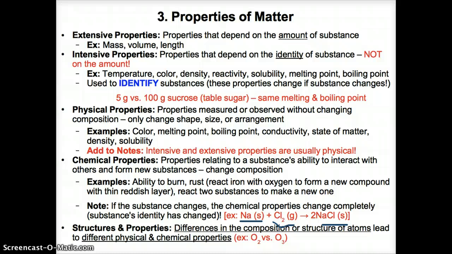Specifically, differences in the composition of atoms, either in number or in type of atoms, or in the structure of atoms, meaning how the atoms are arranged, will lead to different physical and chemical properties. All right? For example, look at oxygen molecules in the air, O2, versus ozone molecules in the troposphere, O3. Oxygen molecules, or O2, differs from O3 in the sense that O2 has one less oxygen atom than O3 does.